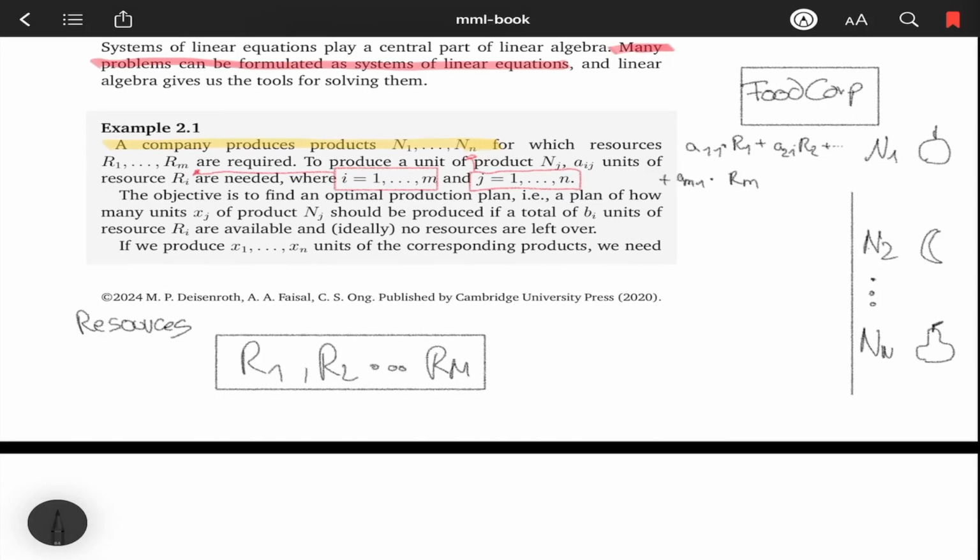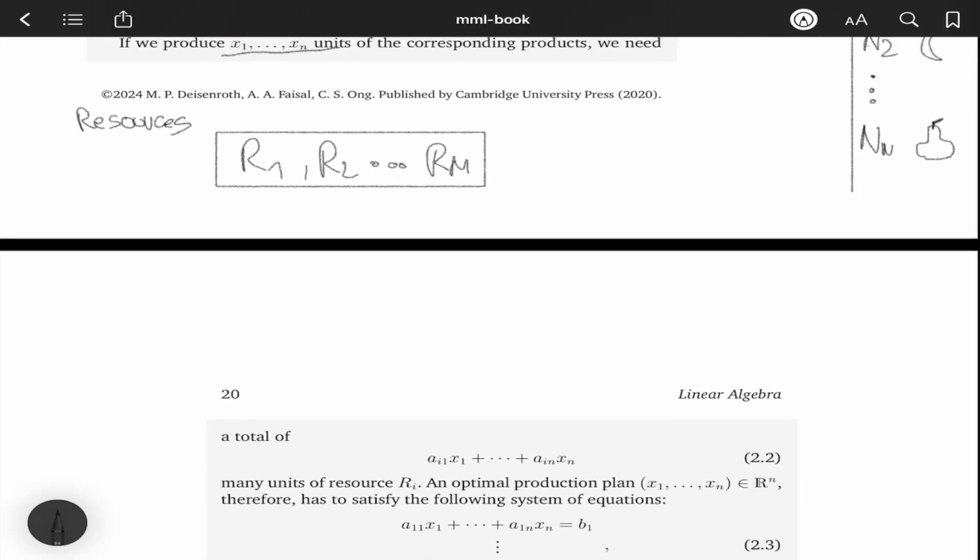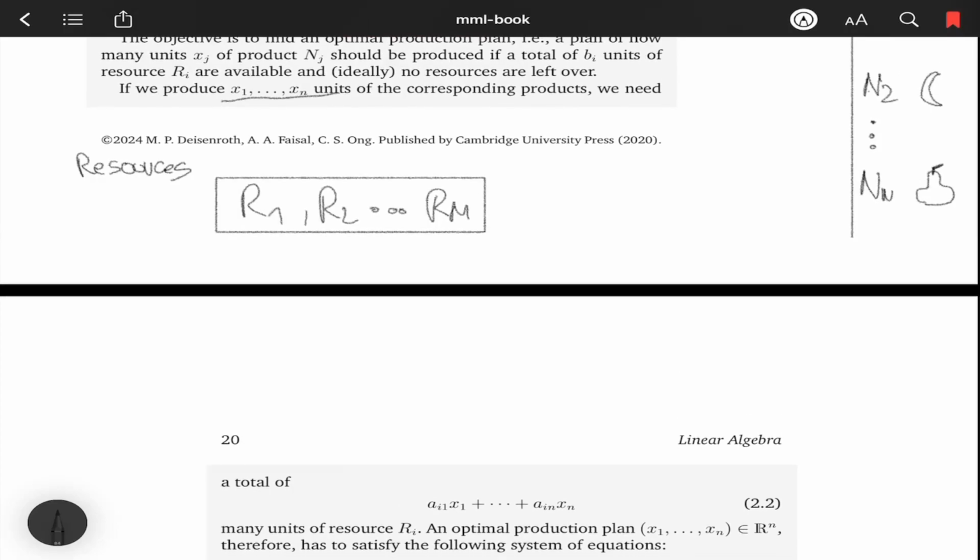So the objective is to find an optimal production plan, a plan of how many units x, okay, where's x coming from? How many units xj of product Nj should be produced if a total of bi units of resource Ri are available and no resources are left over. If we produce x1 to xn units of the corresponding products, we need a total of ai1x1 plus ... plus ainxn of resource Ri. An optimal production plan, where the xs are basically a tuple in Rn, therefore has to satisfy the following system of equations.